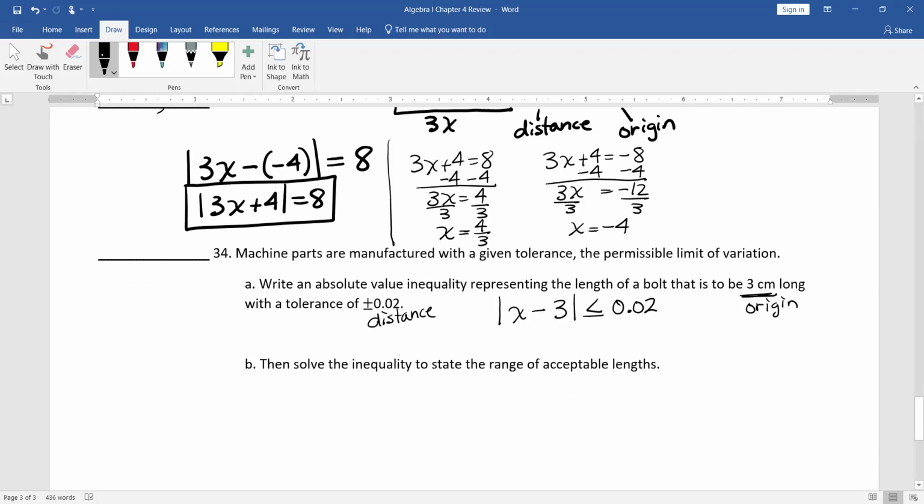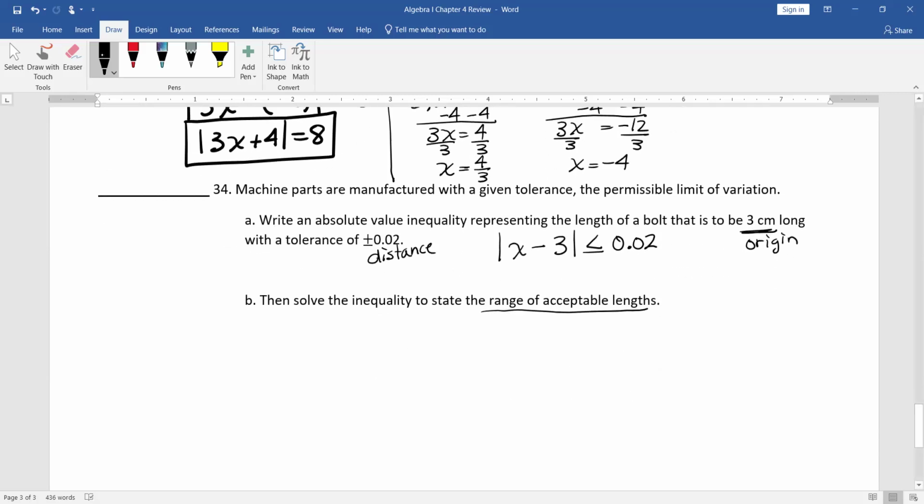Okay, so now we have to solve. State the range of acceptable length. So like I said, it could be as small as 2.98 centimeters. It could be as large as 3.02 centimeters and still work. So we know what our answer should be. But let's do the math so that we can kind of see how you figure that out.